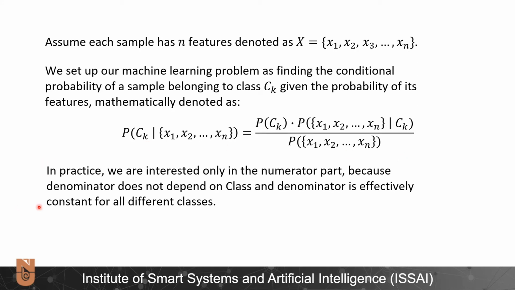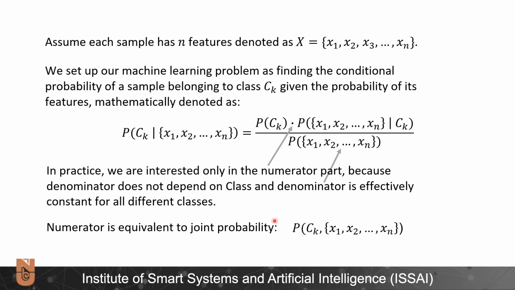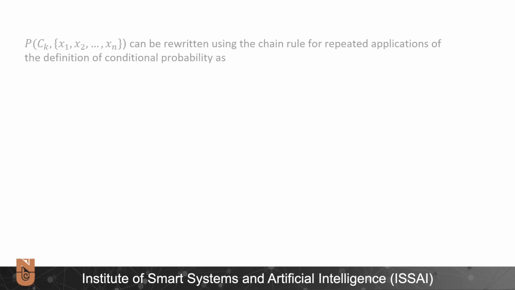In practice, we are interested only in the numerator part, because the denominator doesn't depend on class and is effectively constant for all different classes. Our numerator is equivalent to the joint probability of class and features. Probability of features and class can be rewritten using the chain rule for repeated applications of the definition of conditional probability.